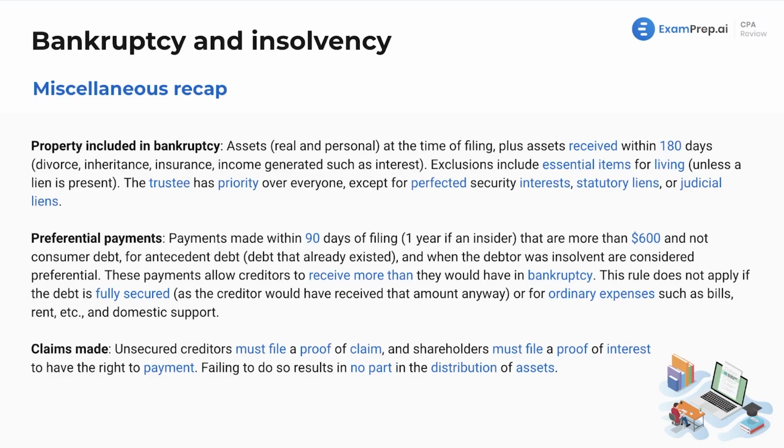This rule does not apply if the debt is fully secured, as the creditor would have received that amount anyway, or for ordinary expenses such as bills, rents, domestic support. Claims made, unsecured creditors must file a proof of claim, and shareholders must file a proof of interest to have a right to payment. If you fail to do this, you will not have any part in the distribution process.